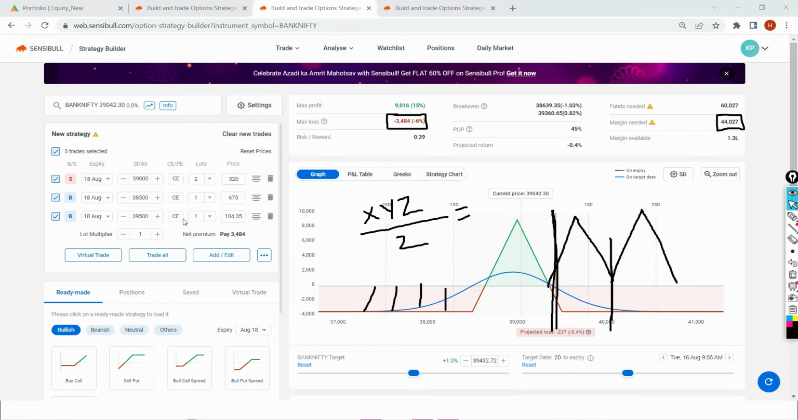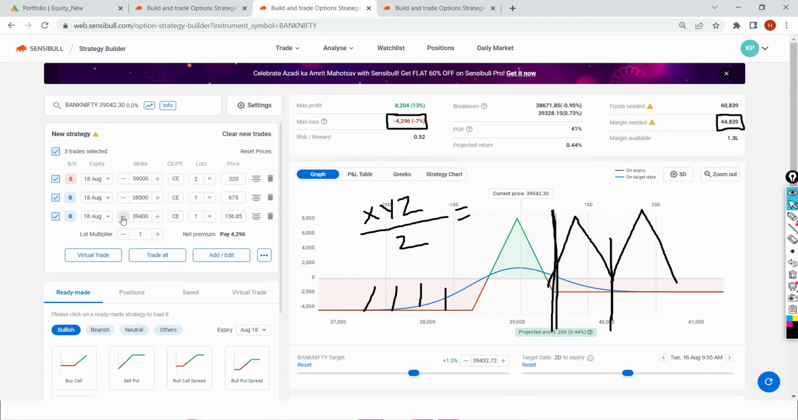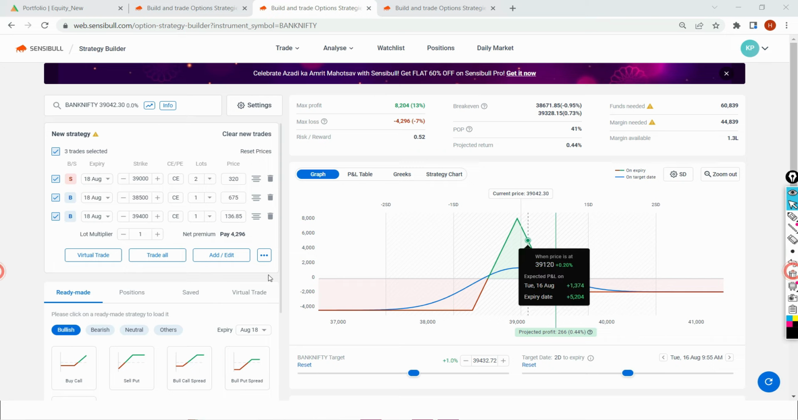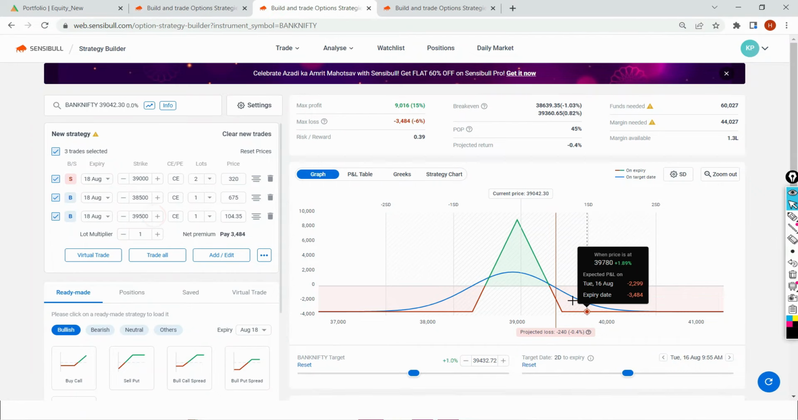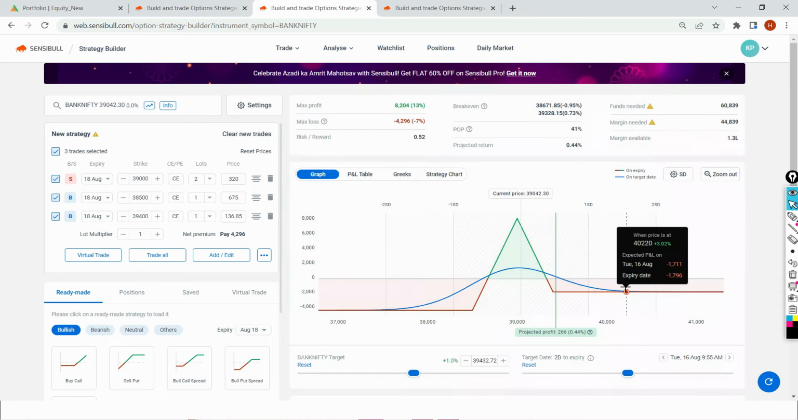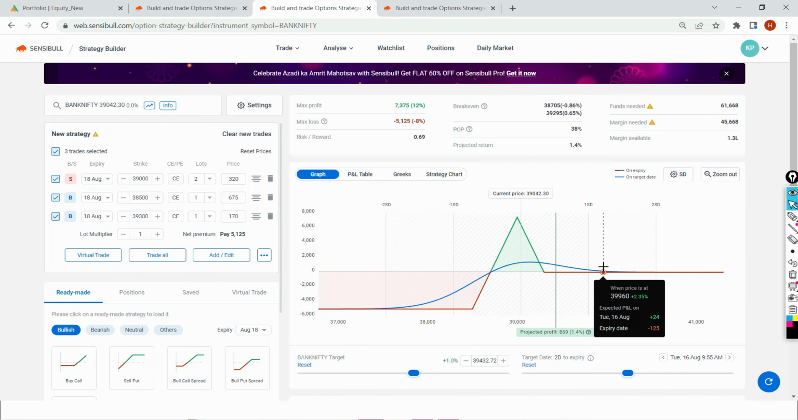Let me show you one thing. If I select, see, this is what I mean to say, friends. Your loss is almost 3,484. If you get 100 points down, your loss has become 1,796. Again, if you get your 100 points down, your loss has become almost zero on the call. So this way you have to select your premiums.